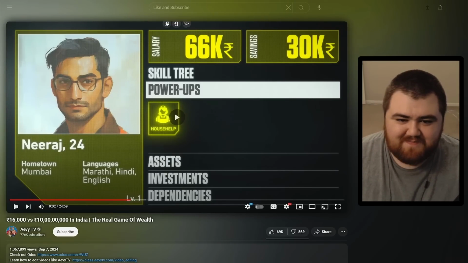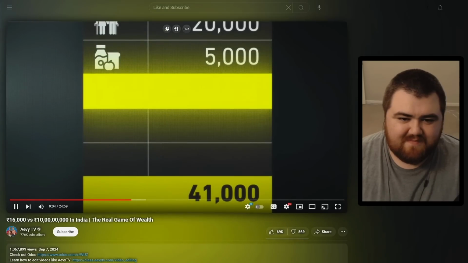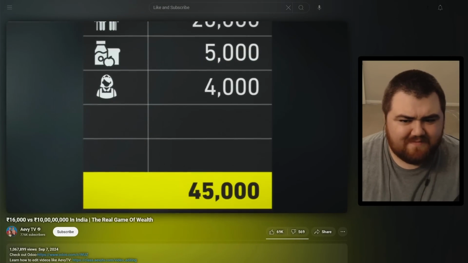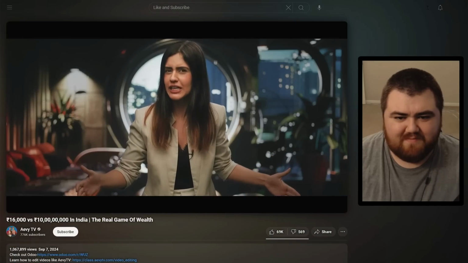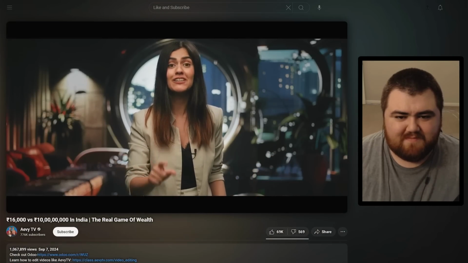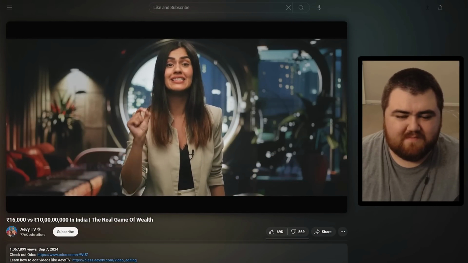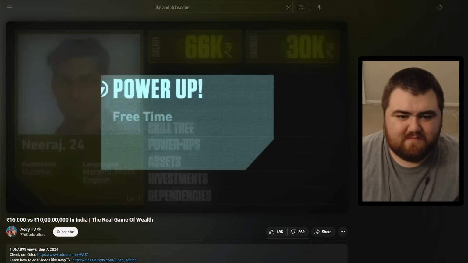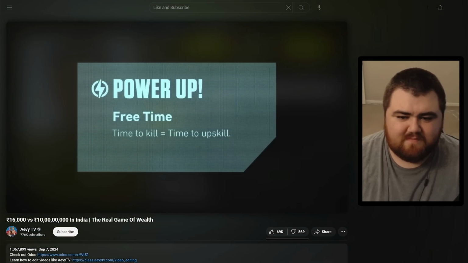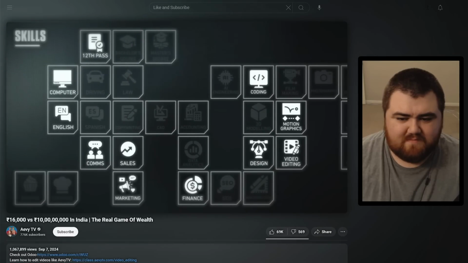You split a house help for 12,000 per month, which will cost you around 4,000. Now, it's a little bit of a stretch, but you're fine with it because it gives you the luxury of another scarce resource, that is time. Time to upskill, time to figure out how you can move to the next level.